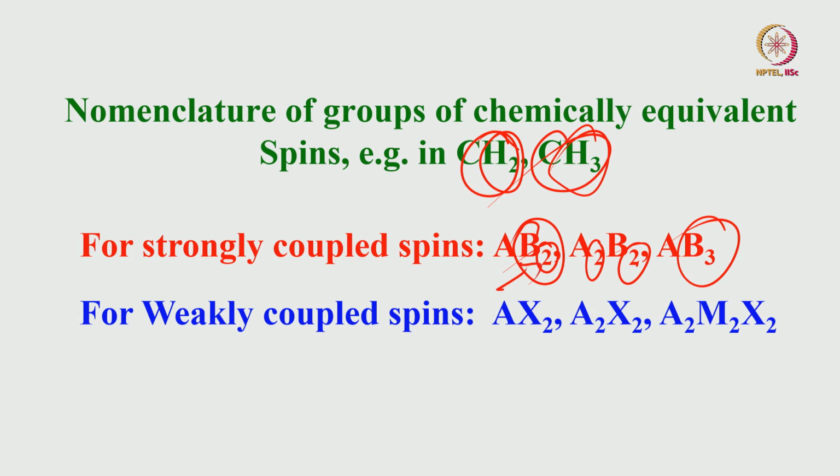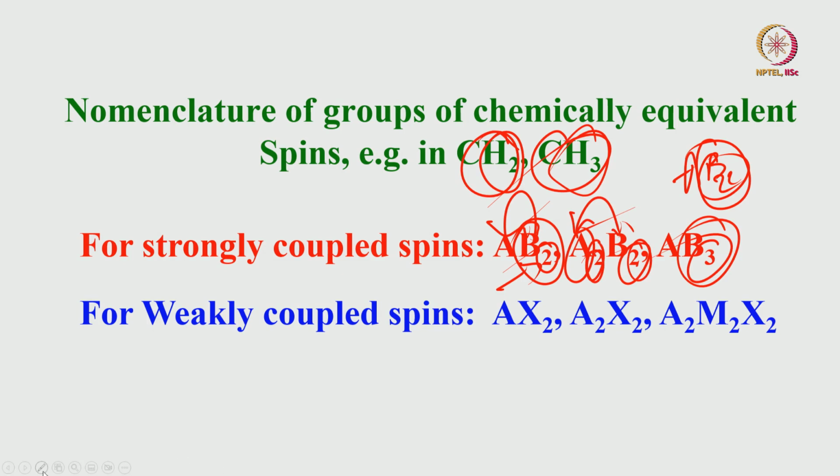For example, if I say AB2, there are two protons which are chemically equivalent, a group of protons, a CH2 group maybe. If there are 3 protons which are chemically equivalent, the subscript is 3. So, the subscript refers to the number of chemically equivalent protons, and the letters A and B tell you they are strongly coupled. So A2B2 means there are 2 protons which are chemically equivalent here, and 2 here, and between them there is strong coupling. That is the nomenclature.